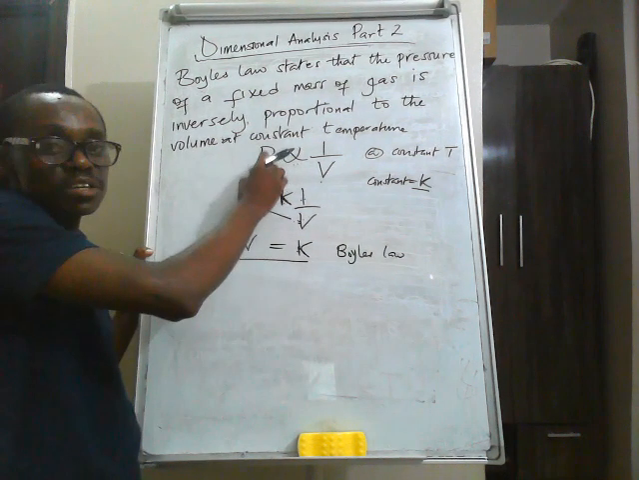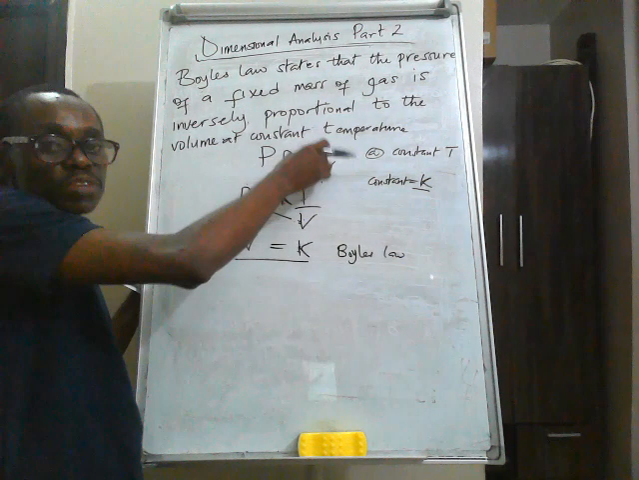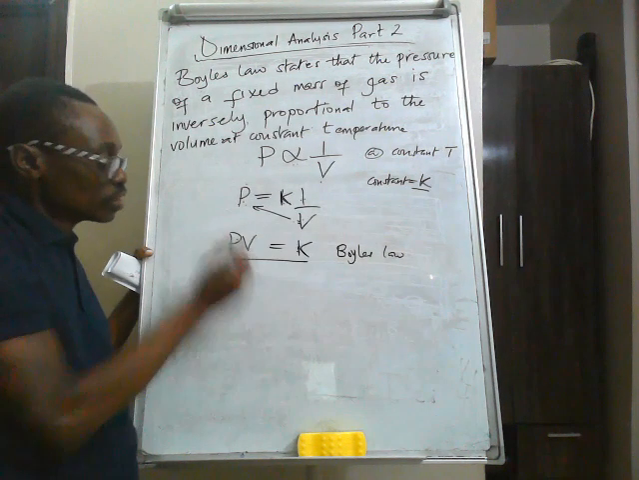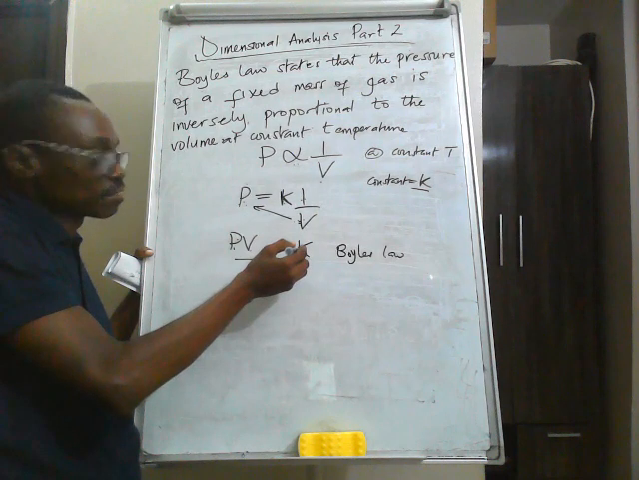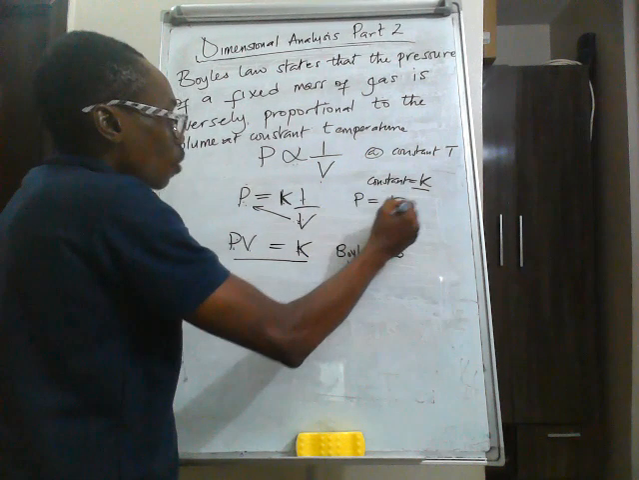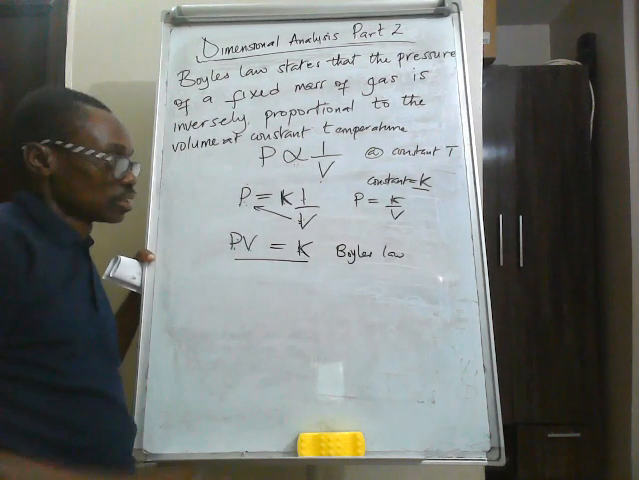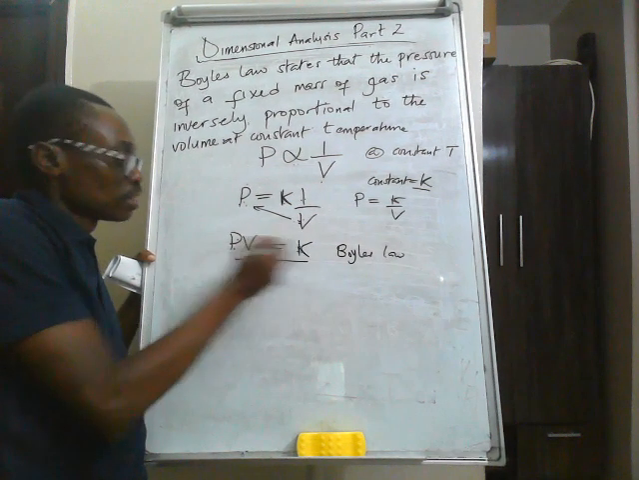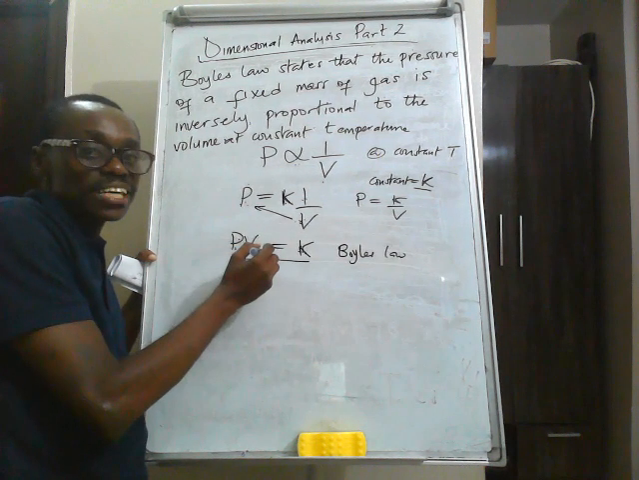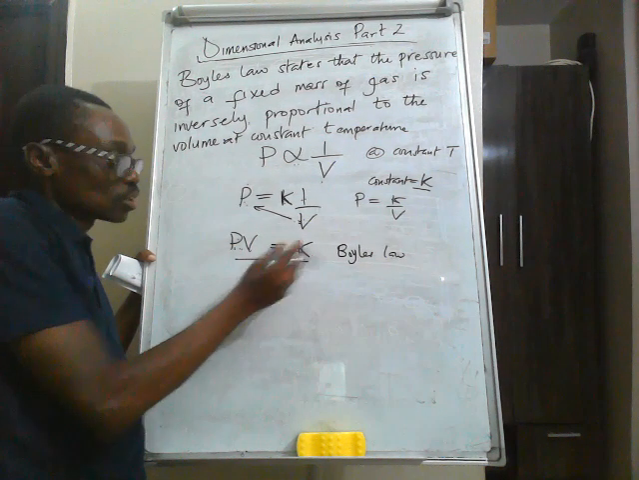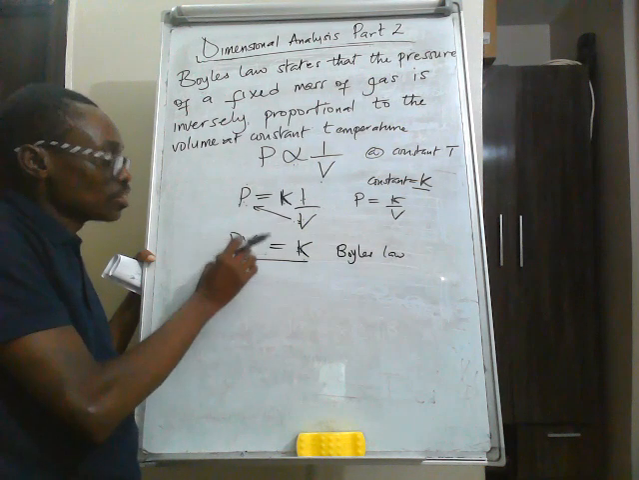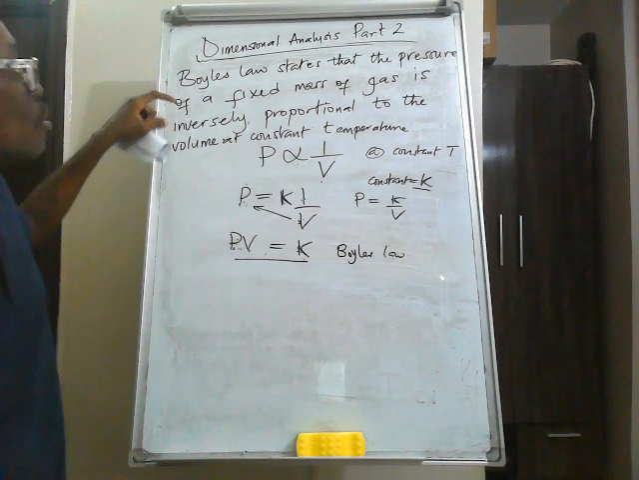P inversely proportional to V. P equals K over V. So PV is equal to what? K. Okay, this is the same thing as P is equal to K all over V. So K becomes the subject of the formula. PV is equal to constant. This is Boyle's law. P times V is equal to constant.